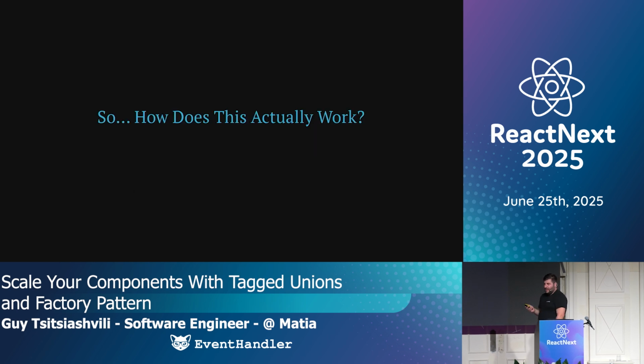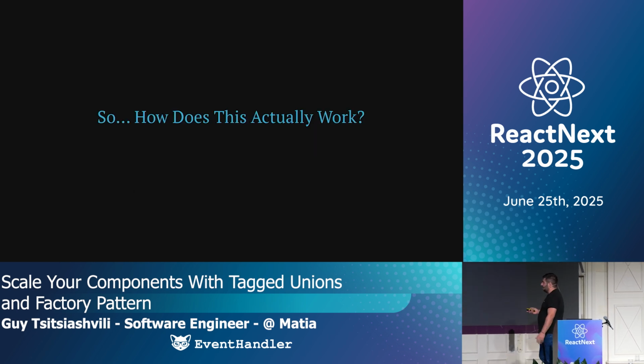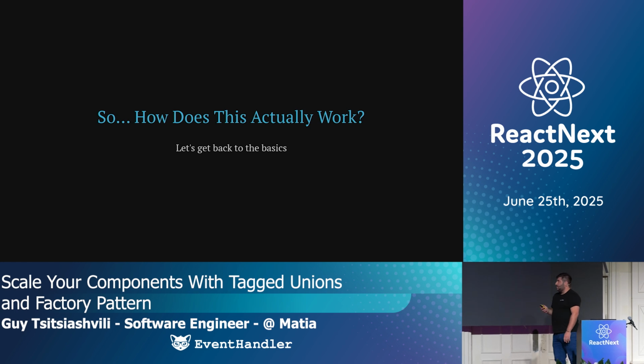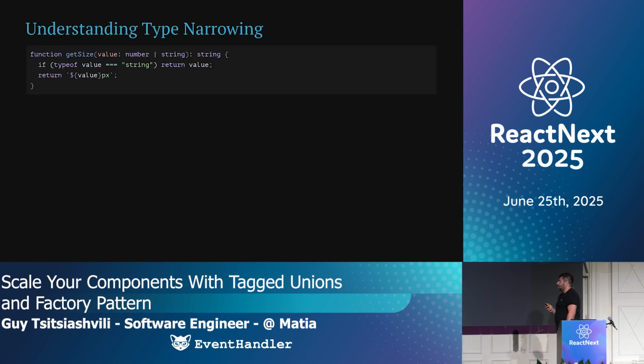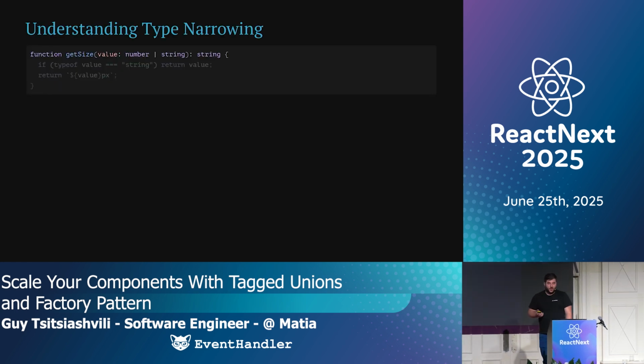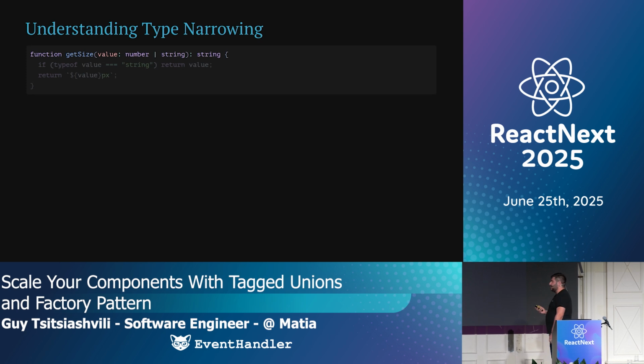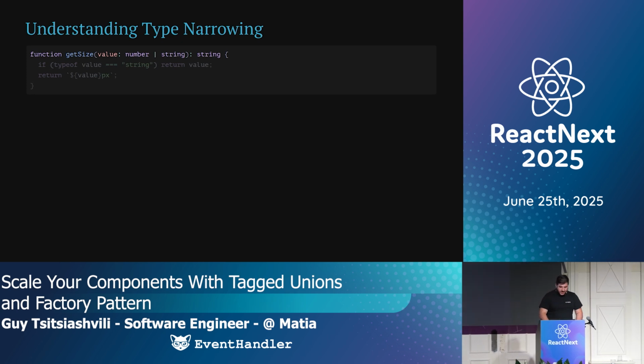Now let's look at how it actually works internally. So we need to go back to some basics. We need to understand type narrowing. Type narrowing is basically the capability of TypeScript to take a type which can take multiple shapes and narrow it down to the smaller types that make it. I know it doesn't make sense now, but let's look at the example.